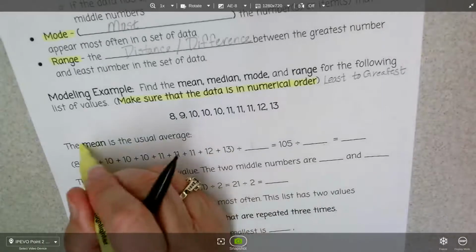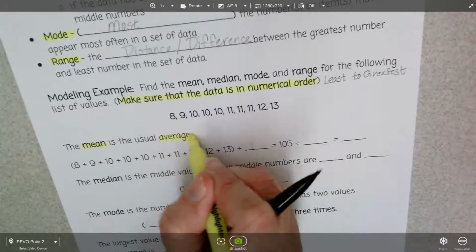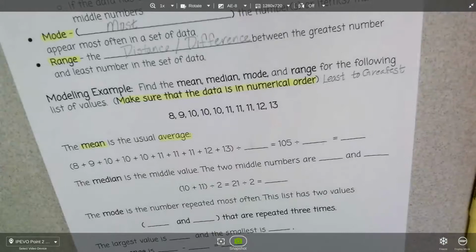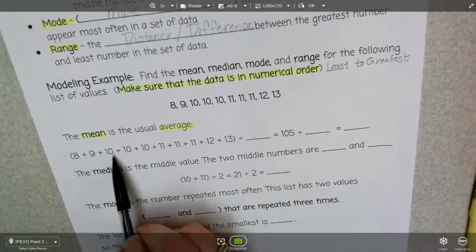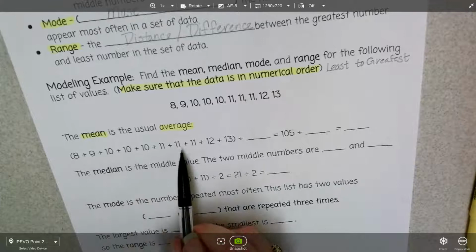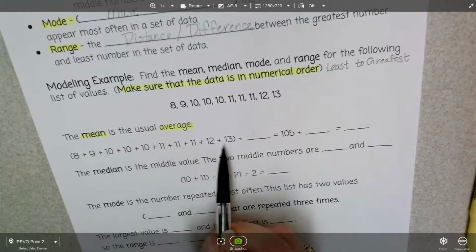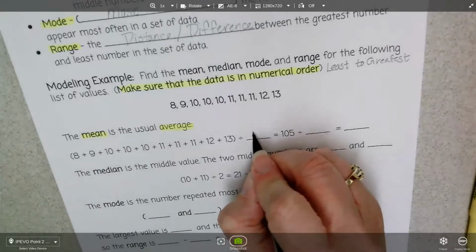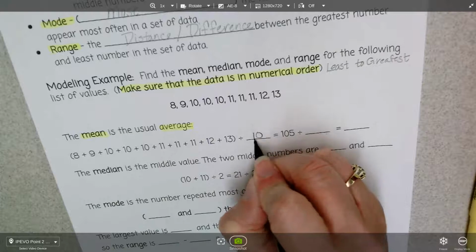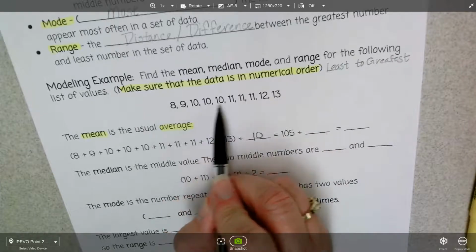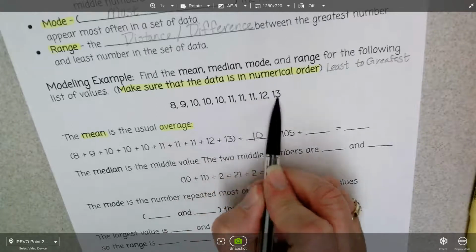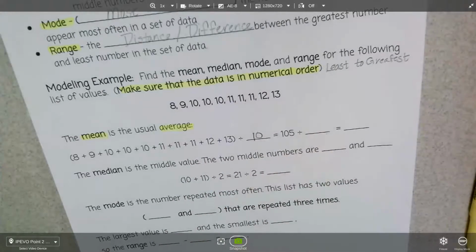The first one is the mean. This is the usual average, the normal way we average things. It's the way we average your grades. We add up all the grades that you have and divide them by the number of grades that are there. So we're going to add 8 plus 9 plus 10 plus 10 plus 10 plus 11 plus 11 plus 11 plus 12 plus 13. And we're going to divide that by 10 because there are 10 pieces of data here. We just count them: 1, 2, 3, 4, 5, 6, 7, 8, 9, 10.